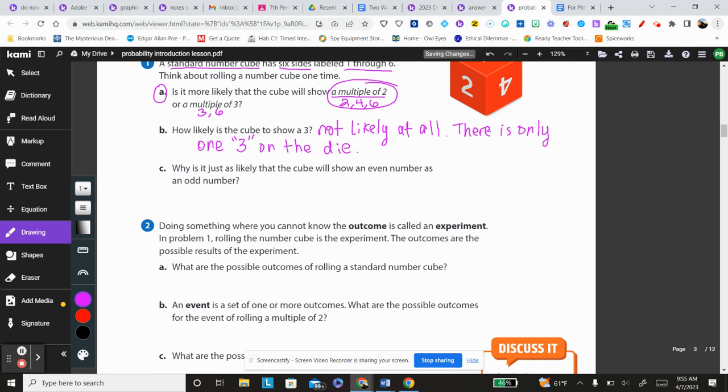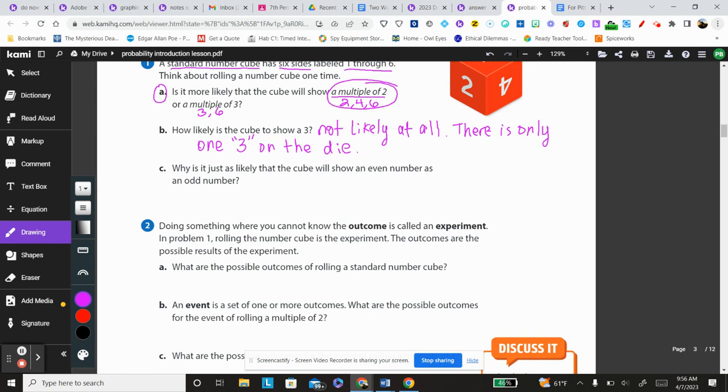Have y'all never done probability at all? A 1 is not likely. A 2. When I ask you how likely it is to roll a number, if I ask you to compare it to the other ones, you say it's equally likely. It's still not very likely, but it's equally likely as the others.